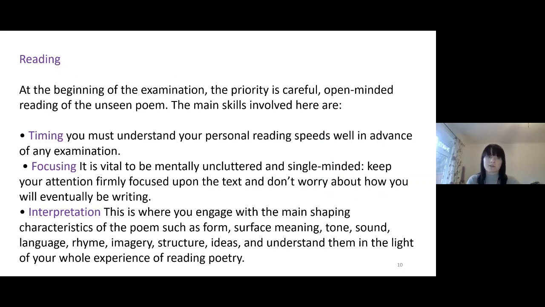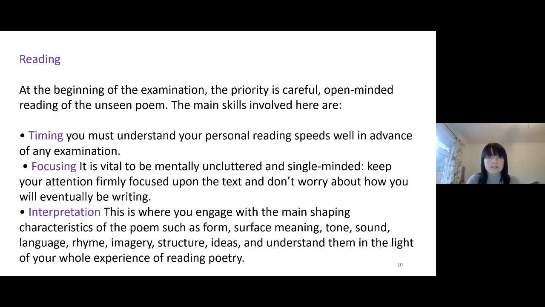So the reading part. Okay, so at the beginning of the examination, the priority here is going to be careful, open-minded reading of the unseen poem. Remembering you've never come across this poem before, okay? It's very unlikely that you'll have seen it before, and the fact that you're open-minded is going to be really important. So timing, I'm going to reiterate this, and I said it last week. Your own personal reading speeds are something you really need to be aware of. You need to know how long it takes you to read a poem, an extract, etc. Okay, so you've got to understand your own personal reading speeds before the examination and factor that in.